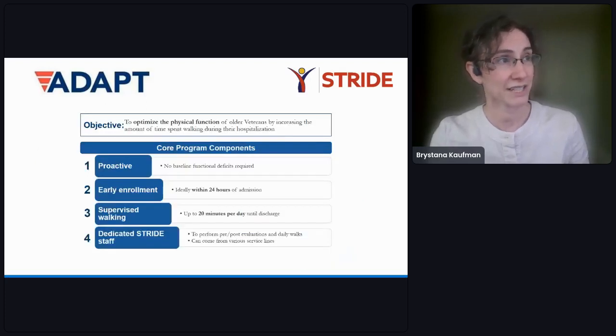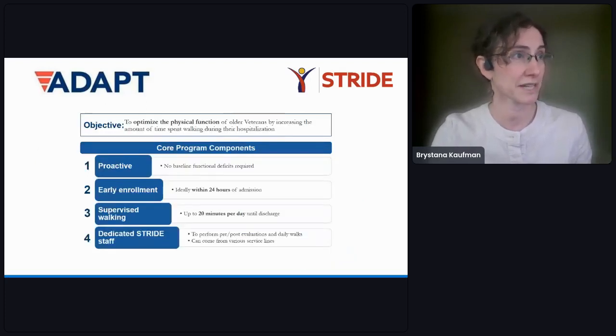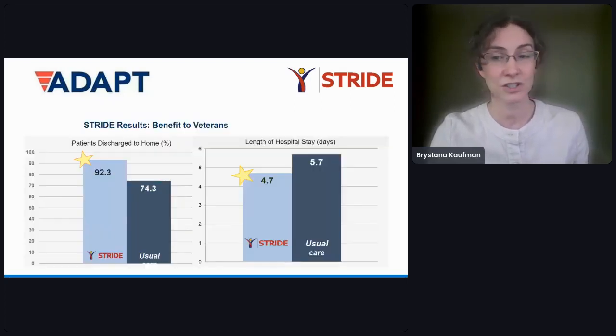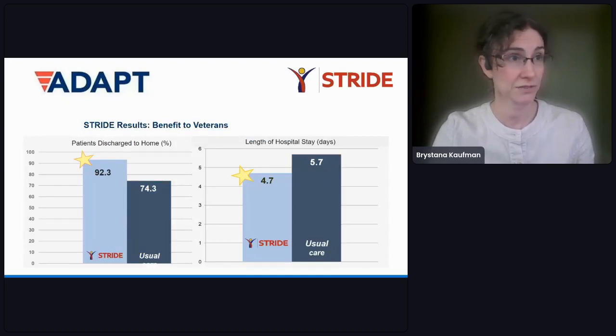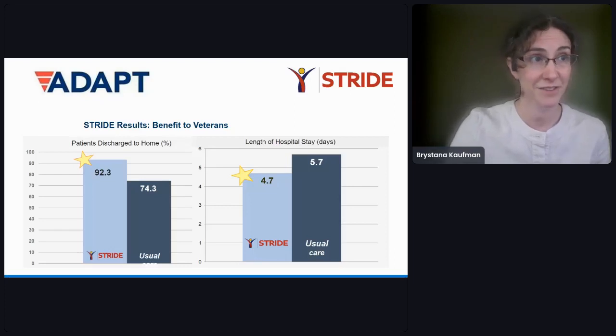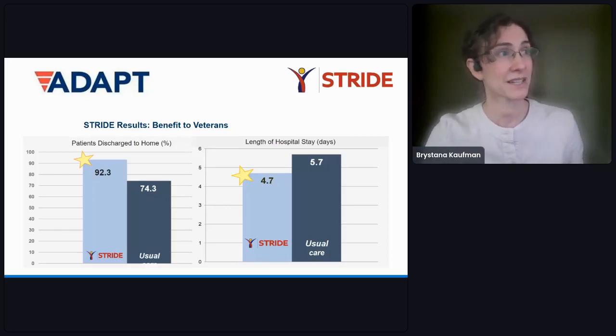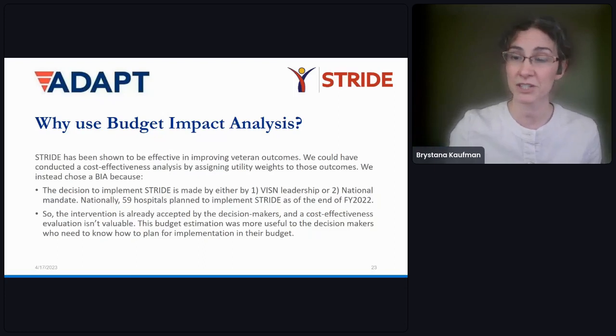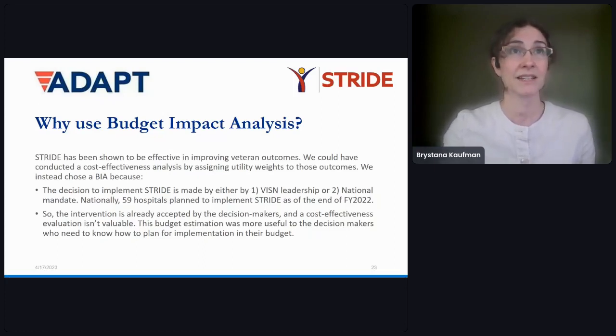And a little background on the intervention, where we're aiming to optimize the physical function of older adults. And that was through supervised walking within 24 hours of admission. And it was dedicated STRIDE staff conducting these walks. And the initial randomized control trial found positive results through increased discharge to home and decreased length of hospital stay. And so because of this benefit to the population, the VA was really interested in expanding and disseminating this program.